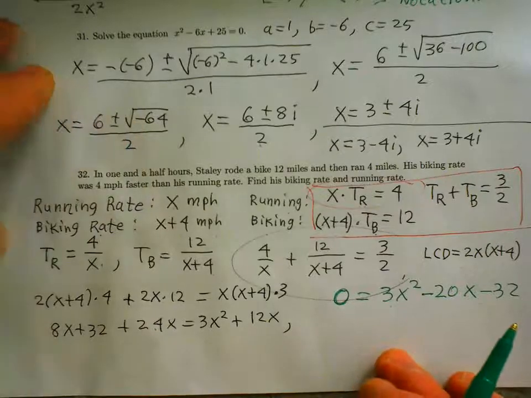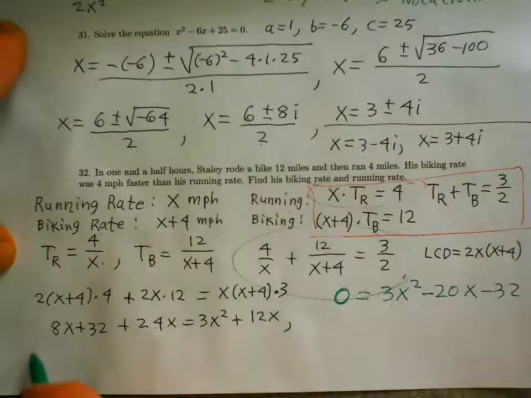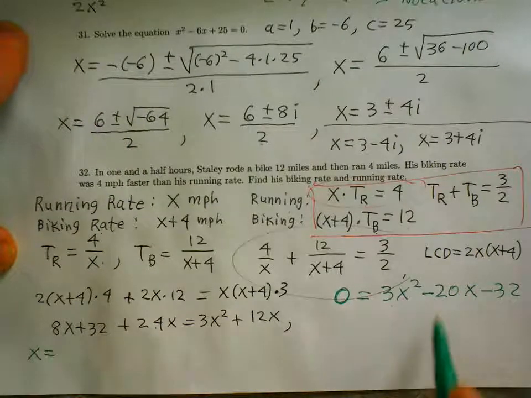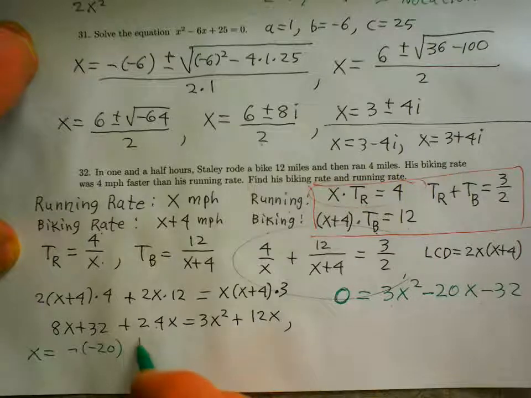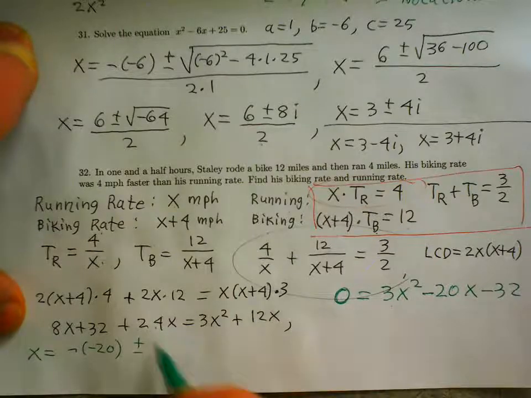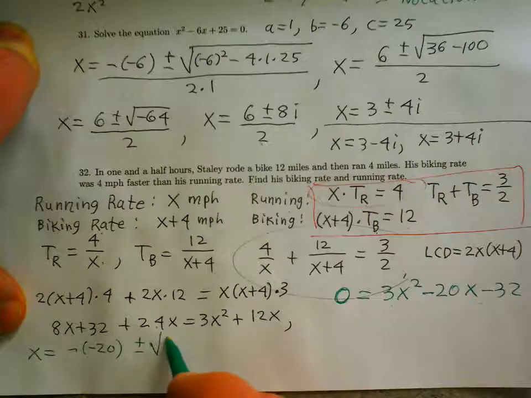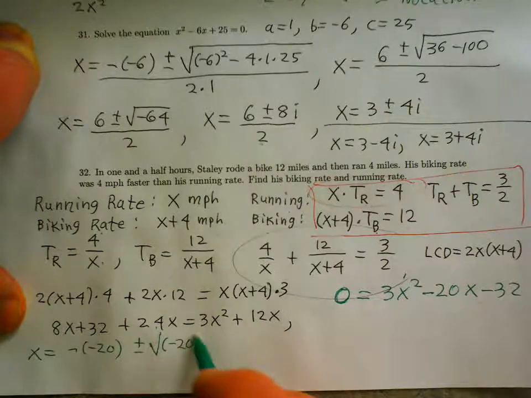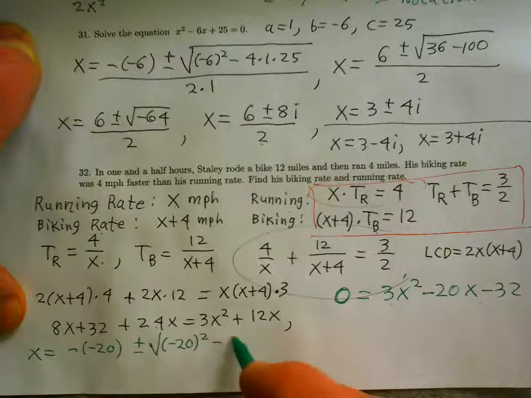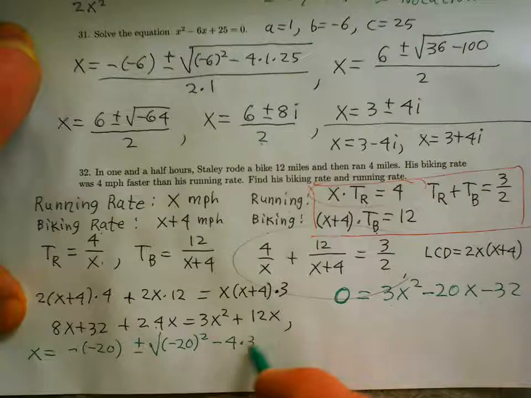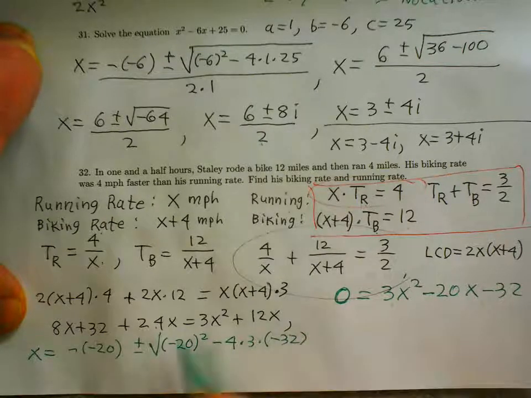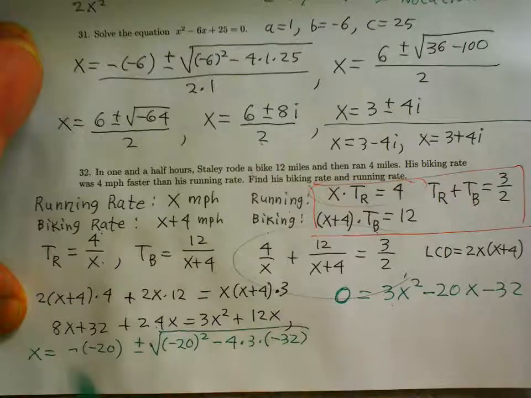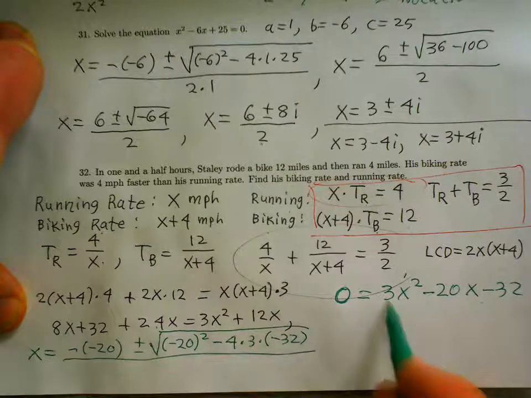So let's see, over here I'll write x equals the negative of negative 20 plus and minus the square root of the number negative 20 squared minus 4 times 3 times negative 32, all divided by 2 times 3.